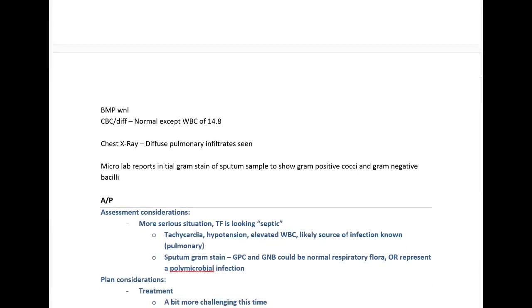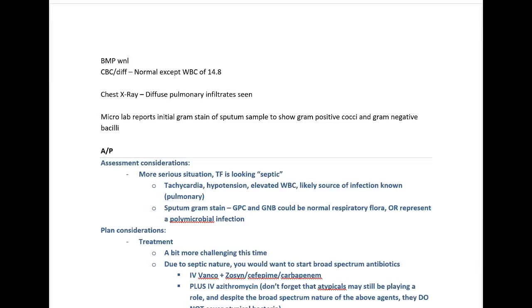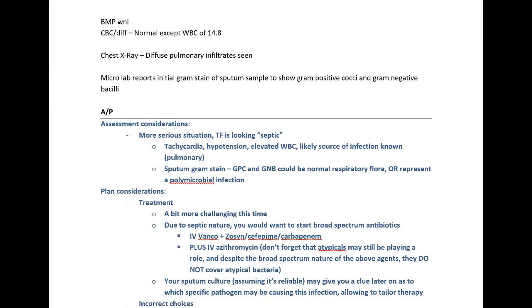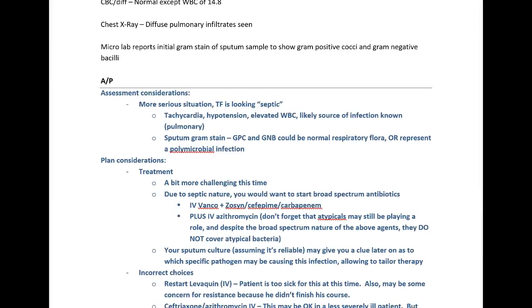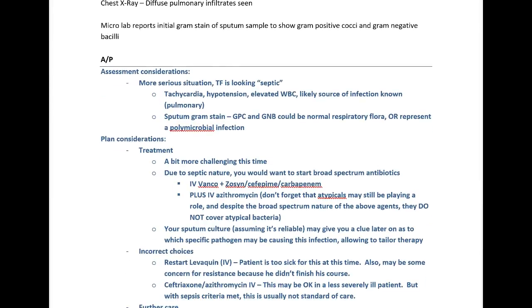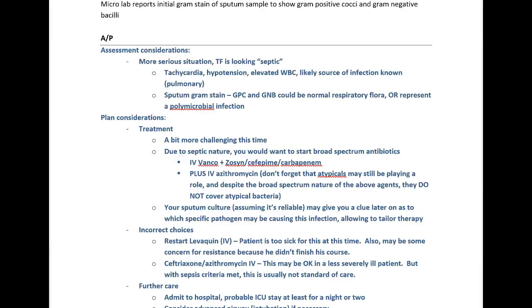His CBC is normal except for white blood cells elevated. So basically, I gave you all the standard inflammatory markers you might see. I didn't give you a lactate, but you have everything else to really pretty much rule this in as a septic patient. So he's looking septic. He's got the hemodynamics, again, likely source of infection, elevated white blood cell count, and he's febrile.